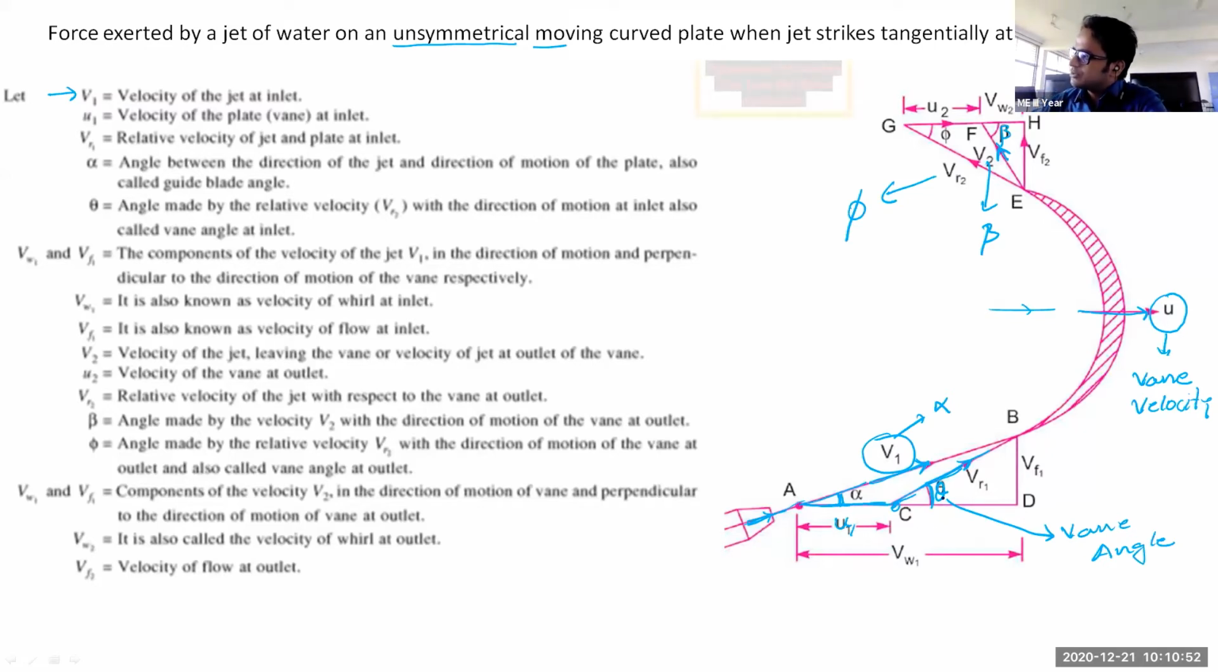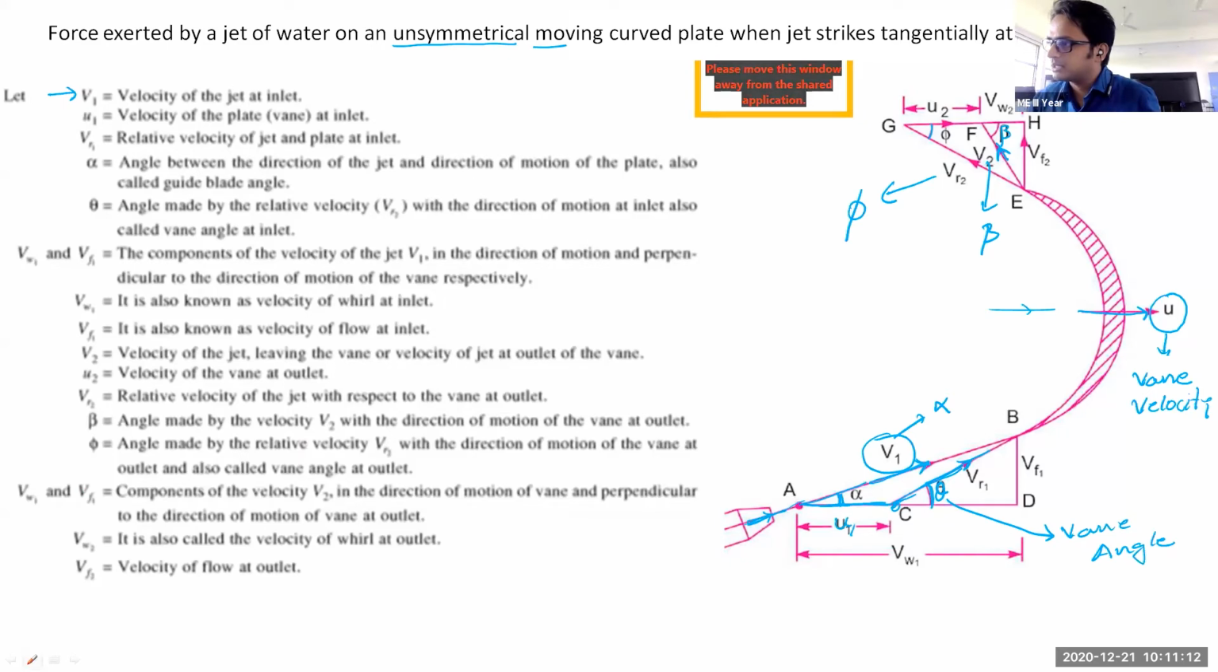As on the inlet side, this VR1 is making theta, similarly you will get VR2 making an angle phi. So always remember. Now here the orientation is different. Here you are getting alpha as the first. On this side, for your memory, keep this in your mind.